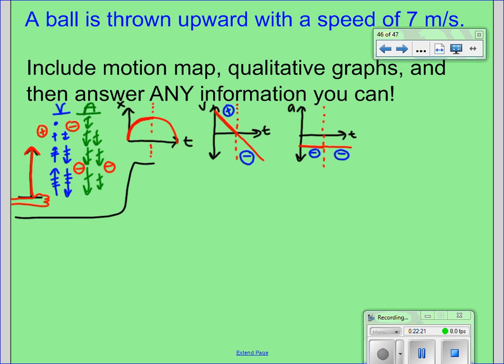Now what we're going to do is solve the problem. We're going to write down the information that we've been given, and we're going to see if we can use some kinematic equations in order to figure out some information.